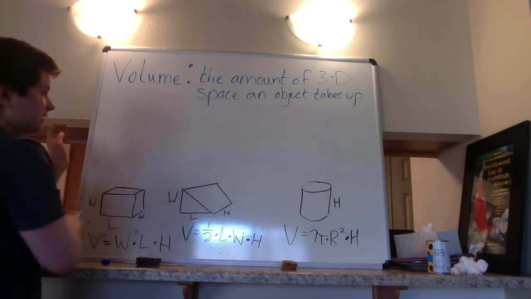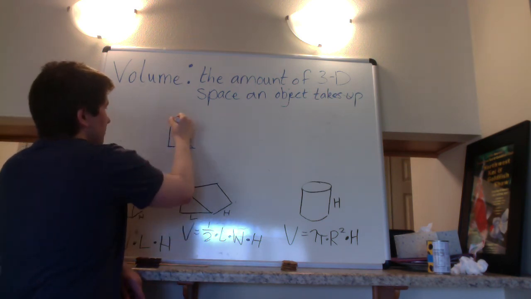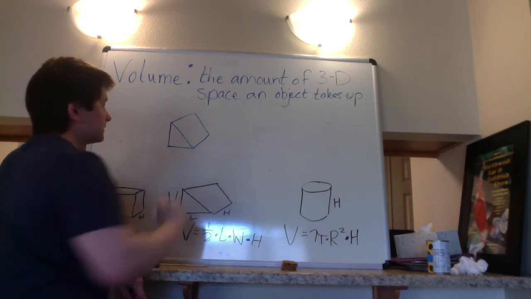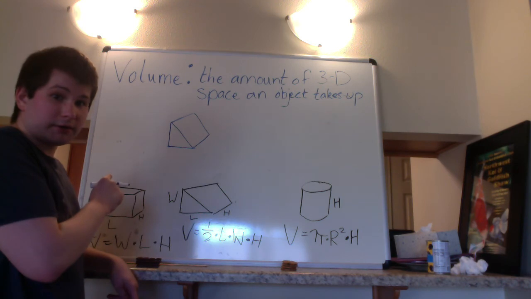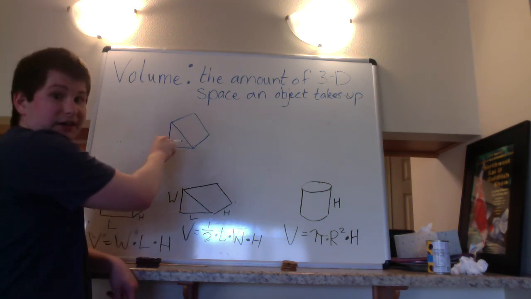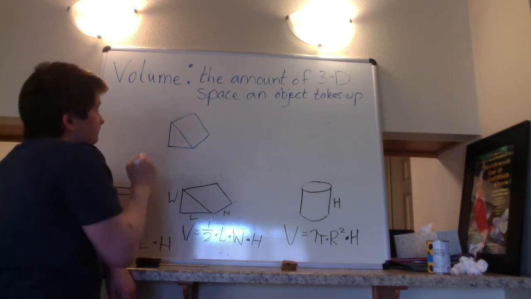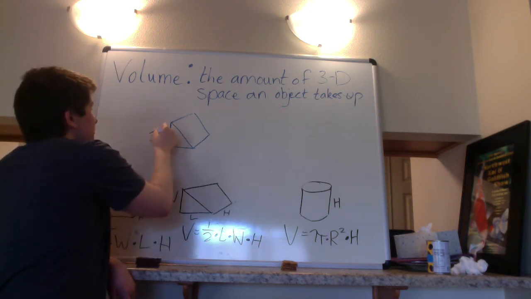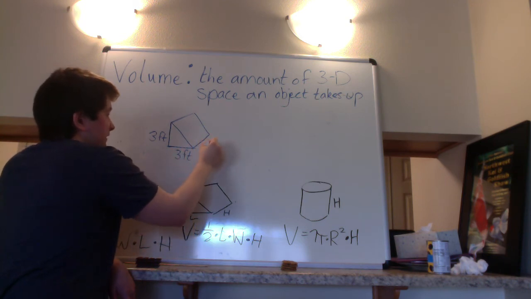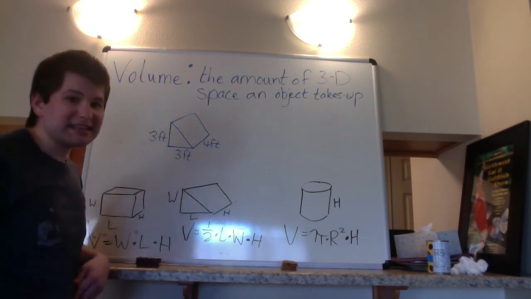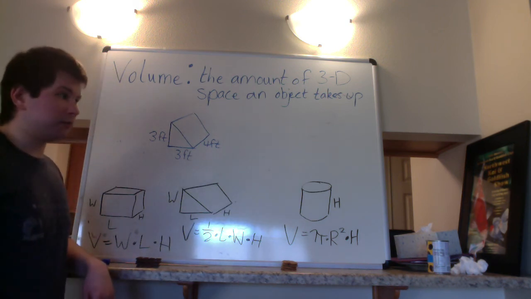All right, so that looks kind of like a ramp. Something like this. Okay. What's our base shape on here? That's the triangle, right? So we need to find the area of that first. So let's do 3 feet, 3 feet, and 4 feet. What is the volume of this prism? Try it now.